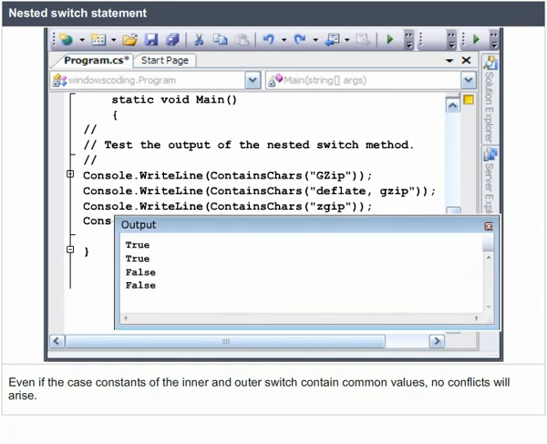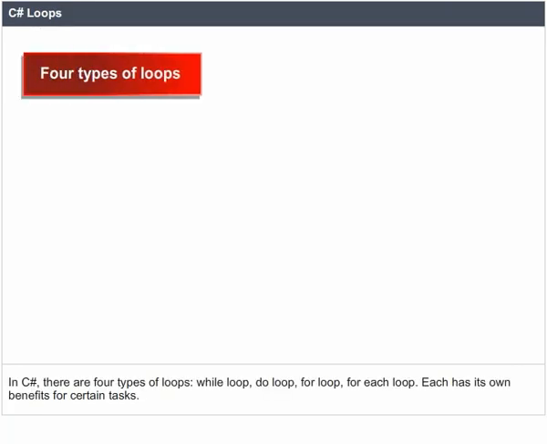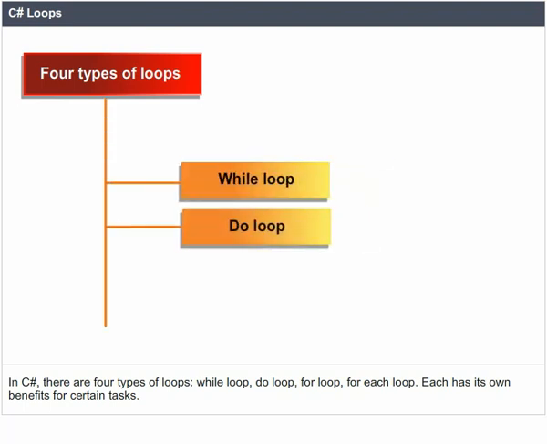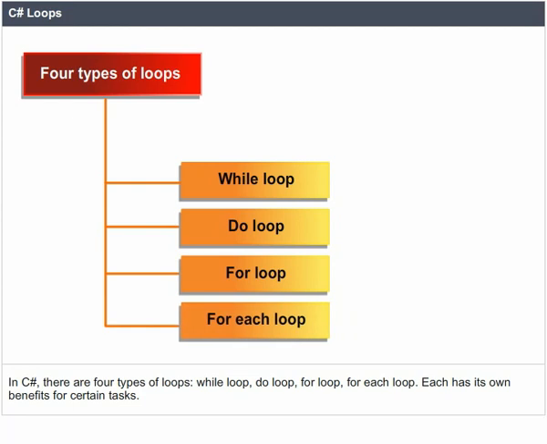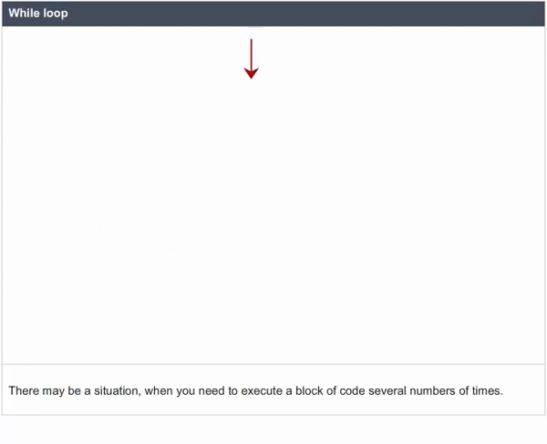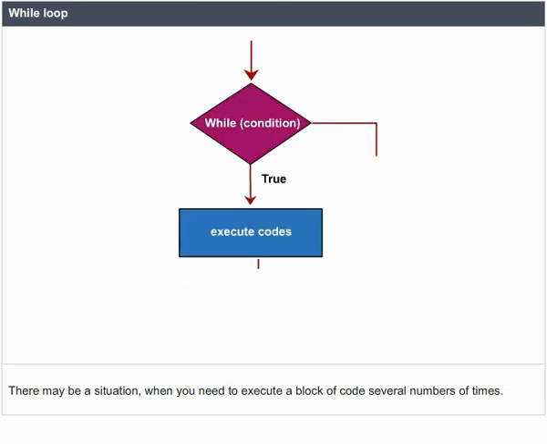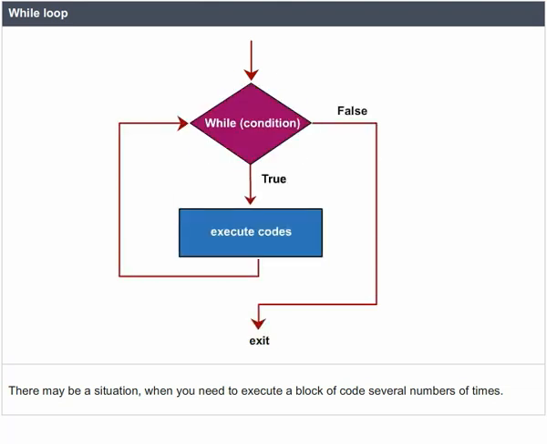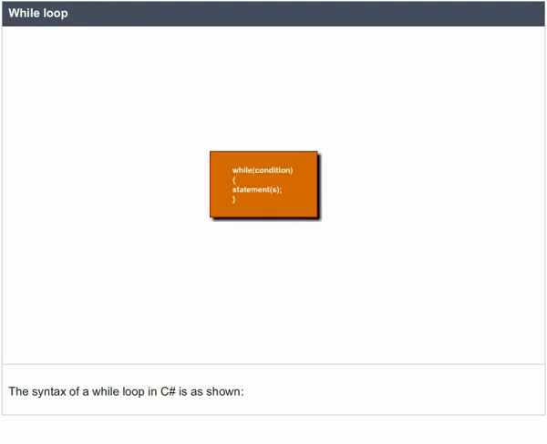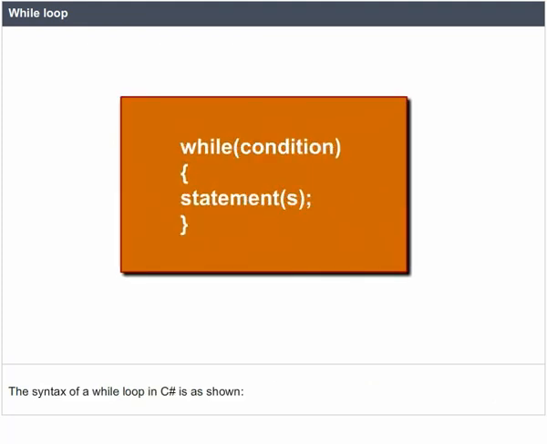C# loops. In C#, there are 4 types of loops: while loop, do loop, for loop, and foreach loop. Each has its own benefits for certain tasks. While loop. There may be a situation when you need to execute a block of code several numbers of times. The syntax of a while loop in C# is as shown.